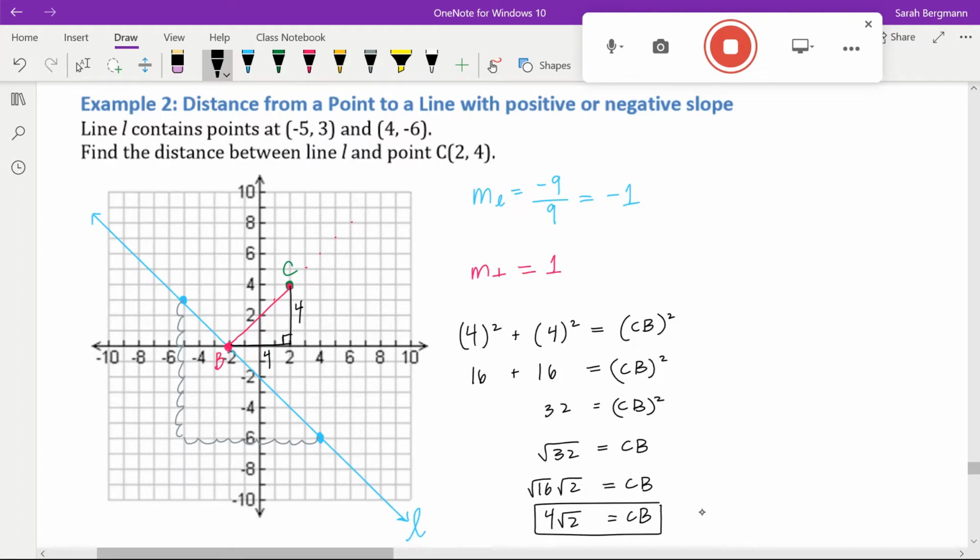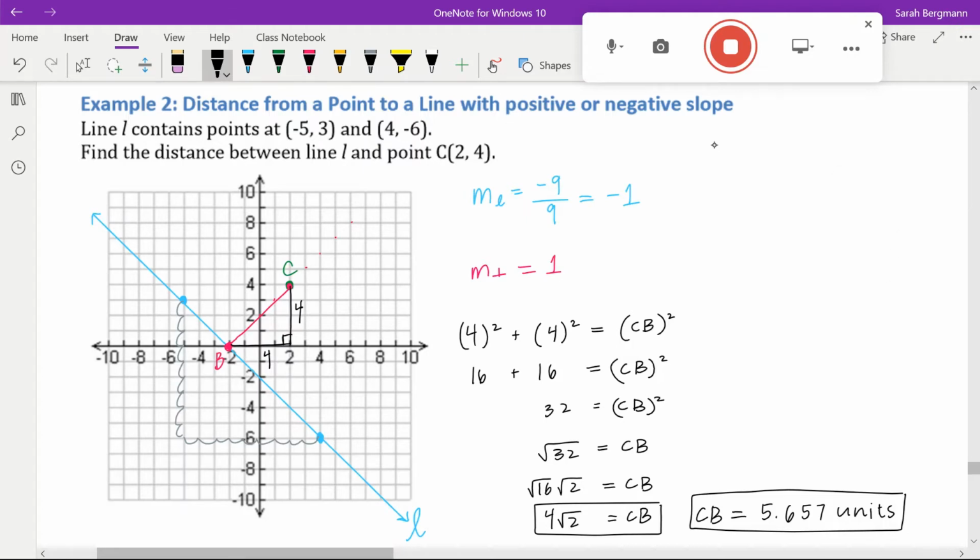I could also plug this into my calculator to get an estimated answer, 5.657 units. So basically, point C is about 5.657 units away from line L.